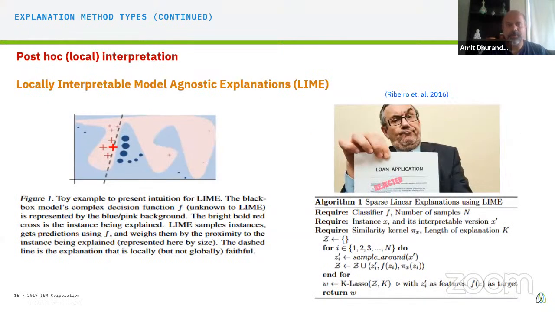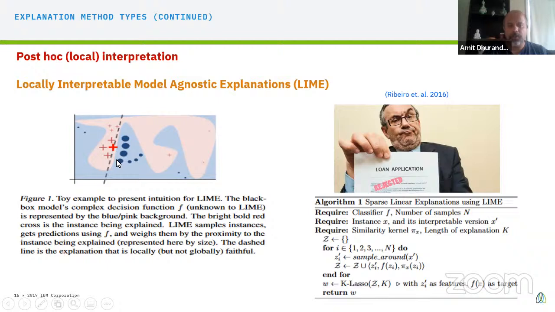One example of post hoc, which is arguably one of the most popular methods and also the simplest, although it has a bunch of issues, is the locally interpretable model agnostic explanation method, or LIME. And what it does is the following. If you look at this left figure, you see this blue background, and then there is some pinkish or brownish background.